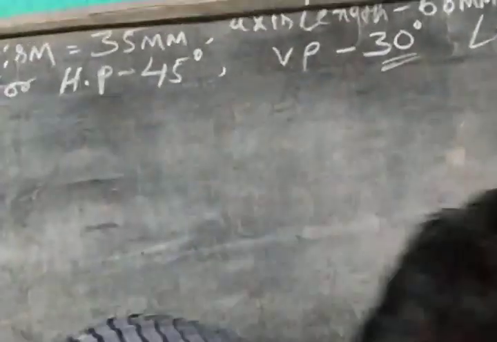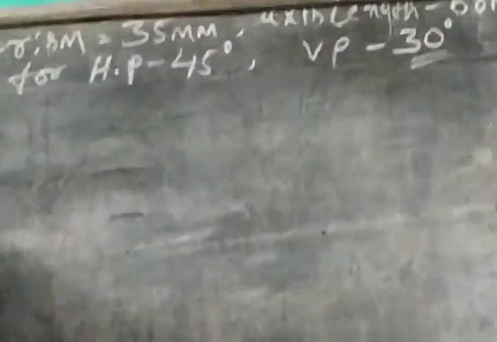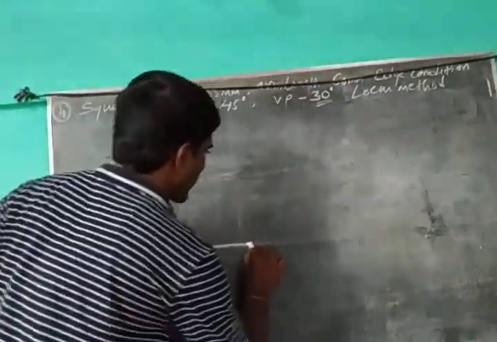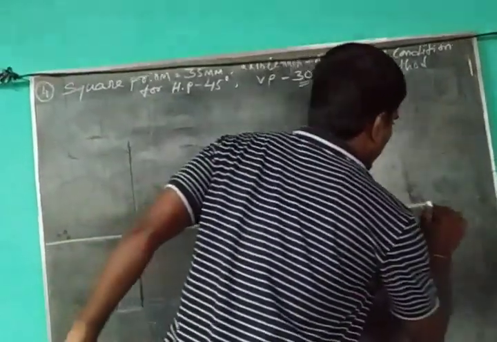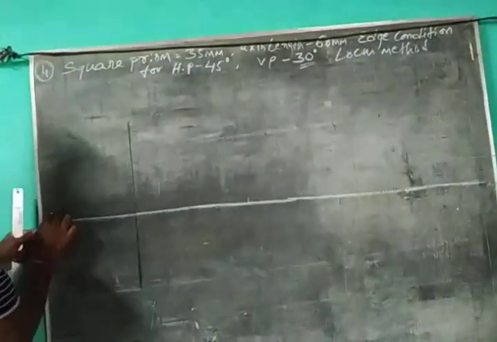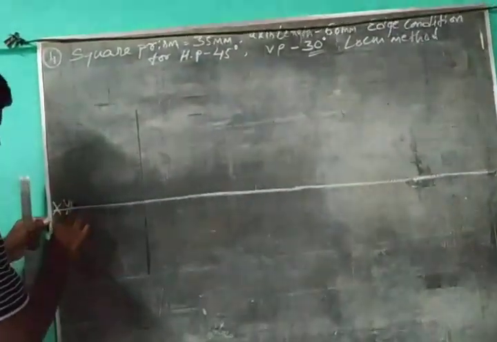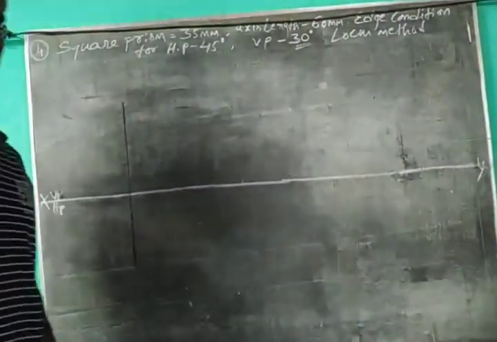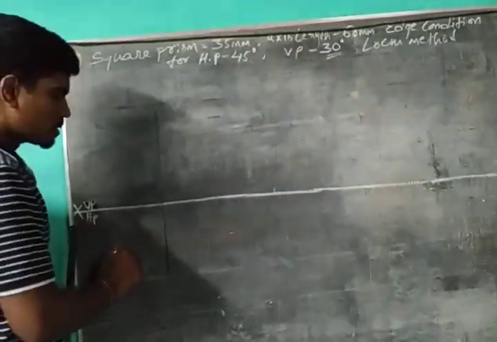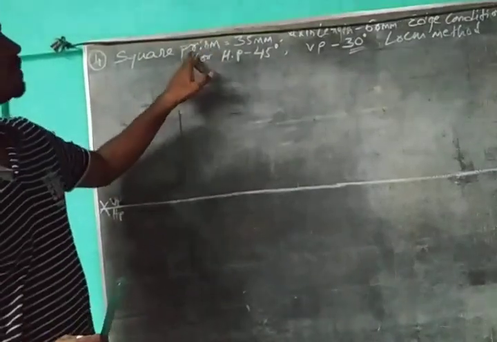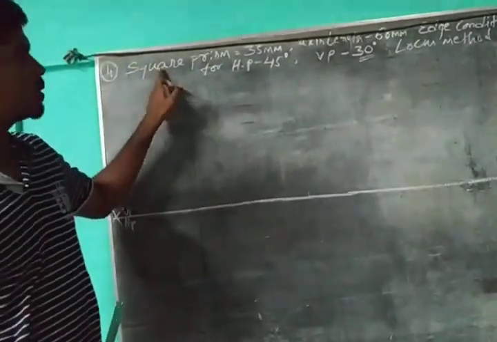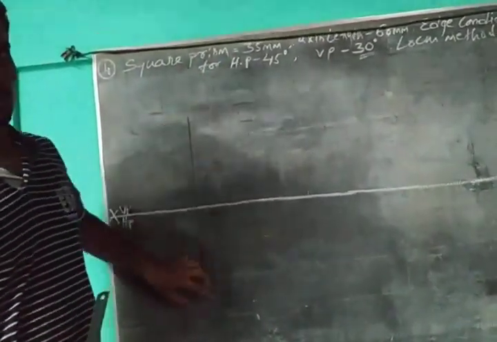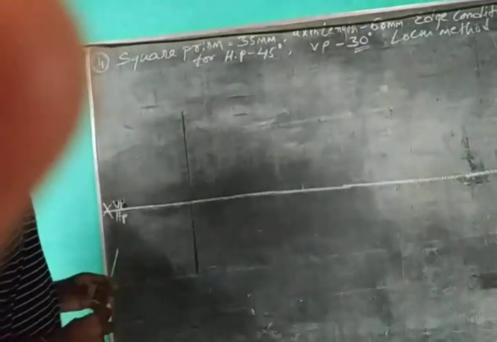First you have to draw the XY line, with X, VP, HP and Y. First you have to draw the top view of the given square prism. So you draw the square as the top view and the prism in the front view.